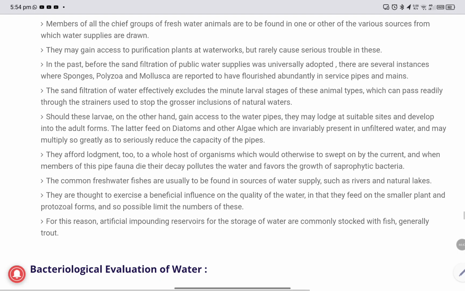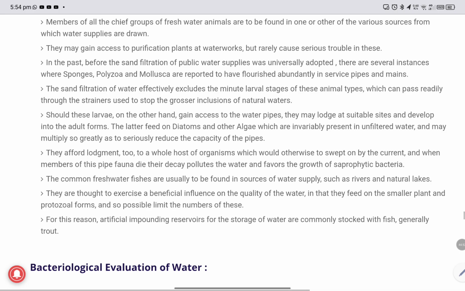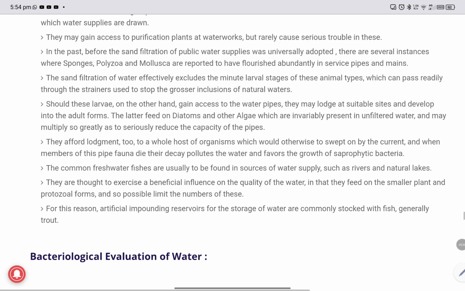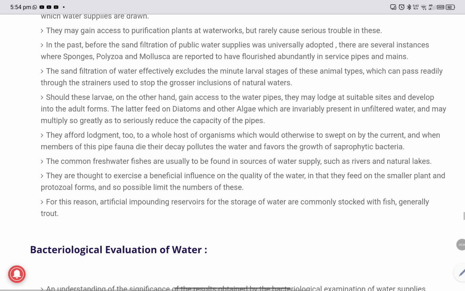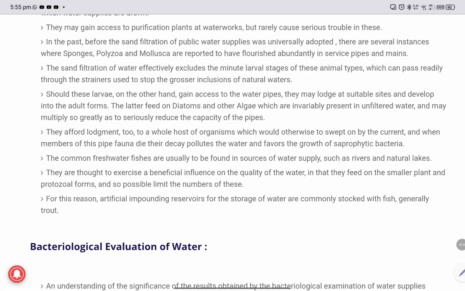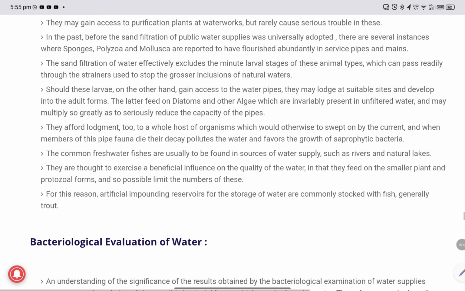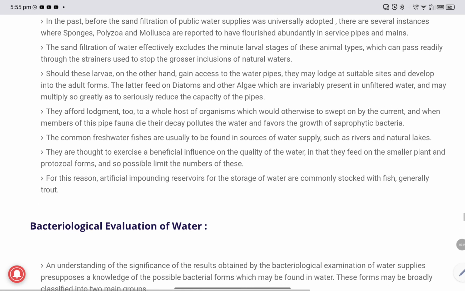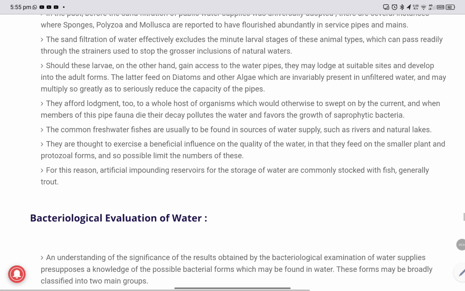In the past, before the filtration of public water supply was universally adopted, there are several instances where sponge, polyzoa, and mollusca are reported to have flourished abundantly in service pipes and mains. The sand filtration of water effectively excluded the minute larval stage of these animal types, which can pass readily through the strainers used to stop the grosser inclusions of natural water.